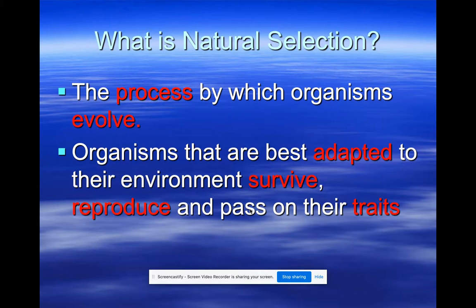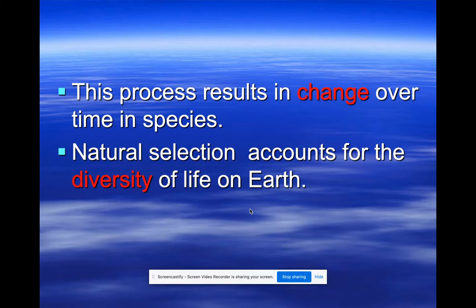Now, this is how it really happens. Organisms that are best adapted, that have the best traits to suit their environment, will survive and reproduce and pass those traits to the next generation, which means if you survive, your traits survive. And if your traits are really good, they get more and more common in a species population. So the process results in change over time in species. Natural selection accounts for the diversity of life on Earth.